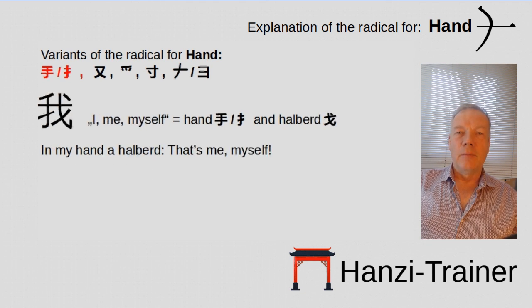The next one has the pronunciation wǒ and stands for I, me or myself. It is composed of a hand and a halberd. The halberd can hardly be seen in that image, so you need to memorize it stroke by stroke. And the memory phrase for I or myself is, in my hand is a halberd, that's me, myself.